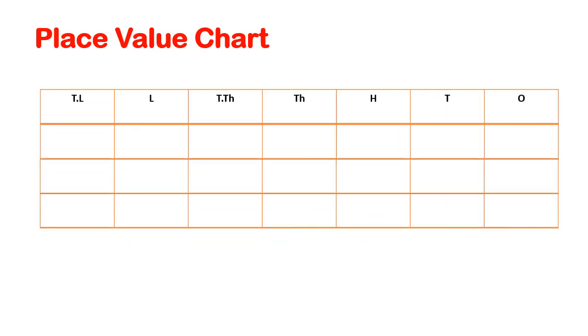So now we are going to see what a place value chart is. So this is the place value chart. The first row of the place value chart, we have to write the place values. Okay, ones, tens, like that. So the first row contains the place values of the numbers. Then the remaining rows contain the numbers. Okay, we will see an example.